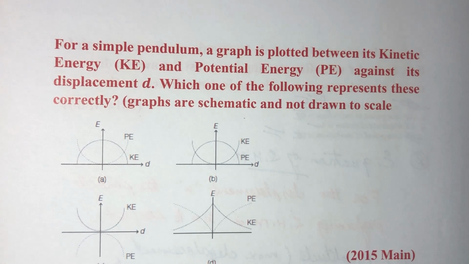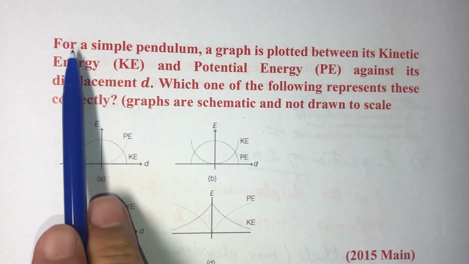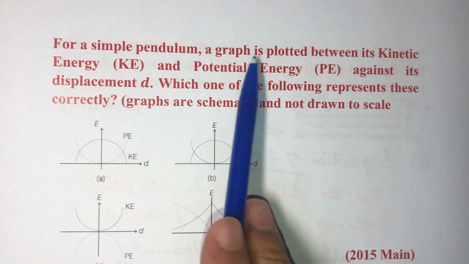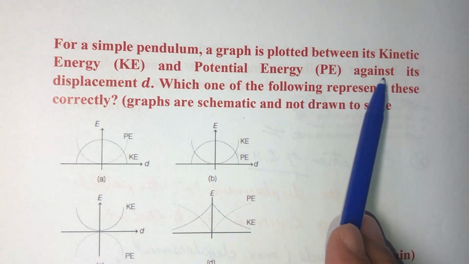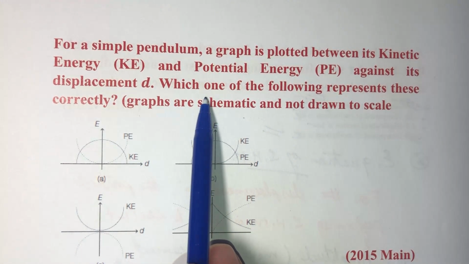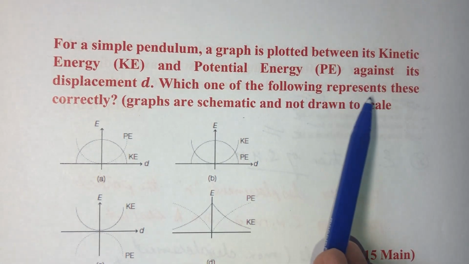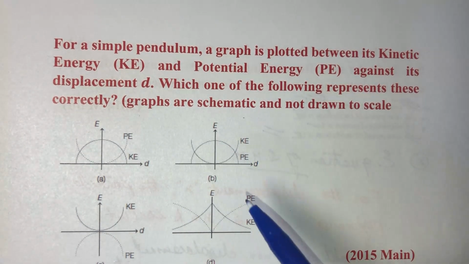Hello friends, today's question. For a simple pendulum, a graph is plotted between its kinetic energy and potential energy against its displacement d. Which one of the following represents these correctly, and graphs are not according to scale?